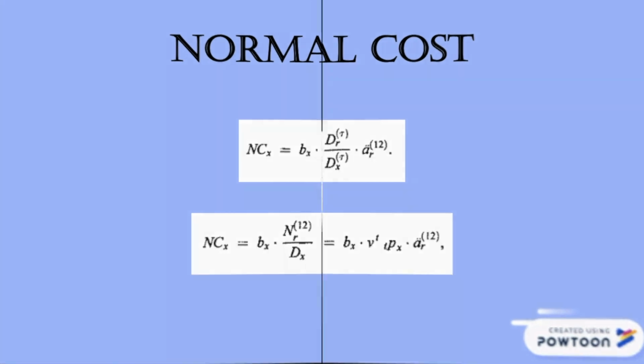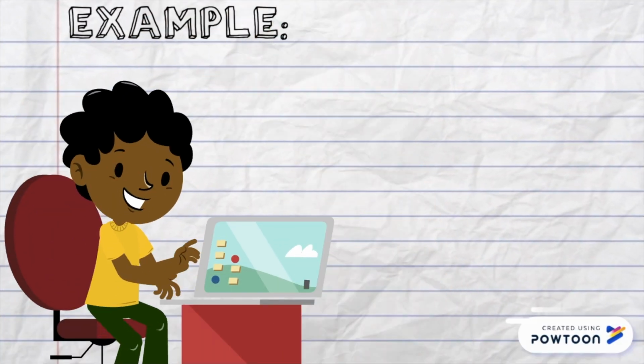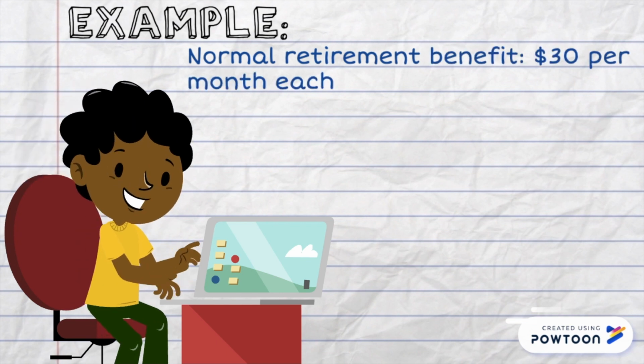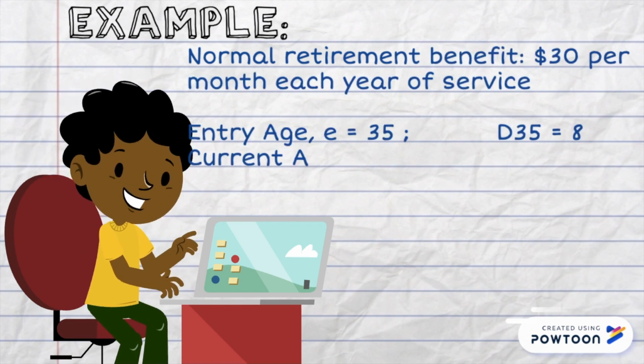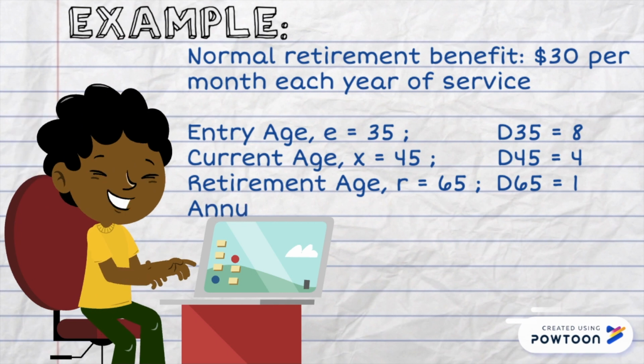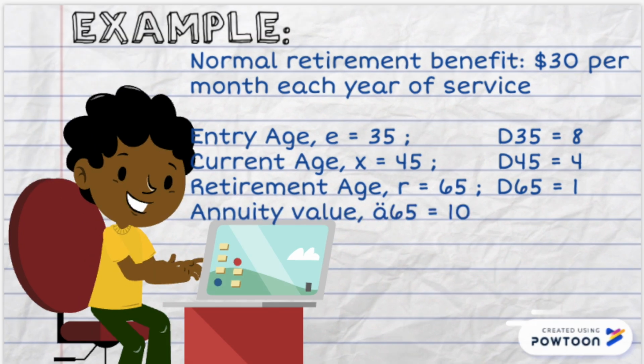For example, it is given that the retirement benefit is $30 per month for each year of service. The entry age is 35, current age 45, retirement age 65, with the values of D35, D45 and D65 being 8, 4 and 1 respectively, and the annuity value ä_65^(12) is 10.